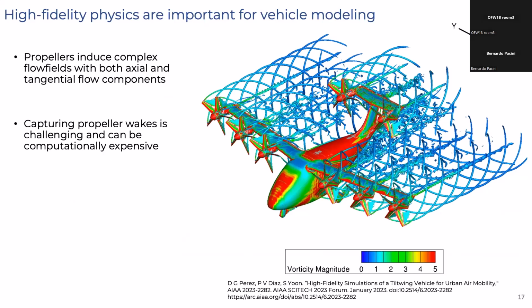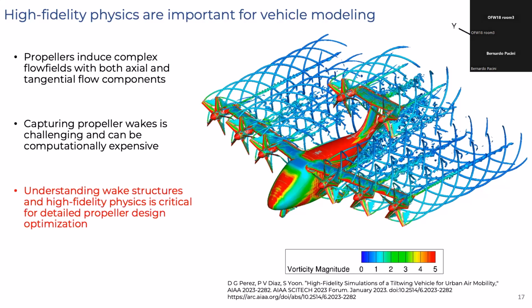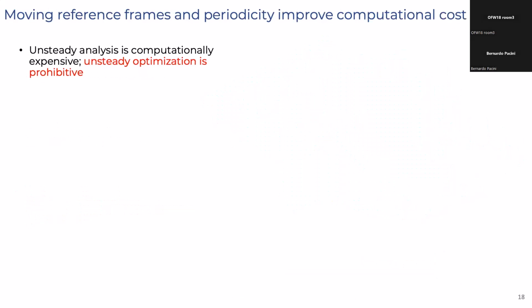understand propeller design. This is a figure from NASA Ames of the same vehicle. You can see how complicated the flow field is behind the vehicle and behind the propellers. Understanding these wake structures and high-fidelity physics is crucial for detailed propeller design. Now, moving reference frames and periodicity can help improve this computational cost.